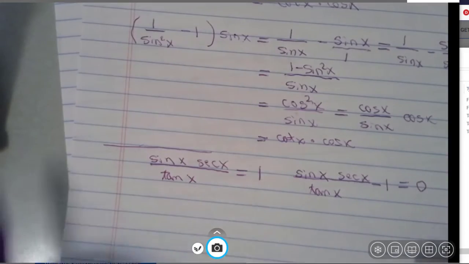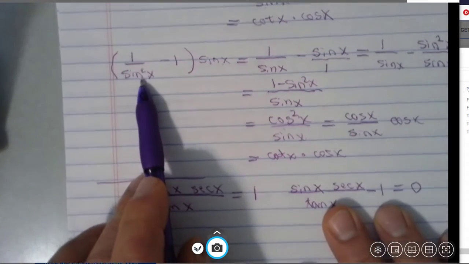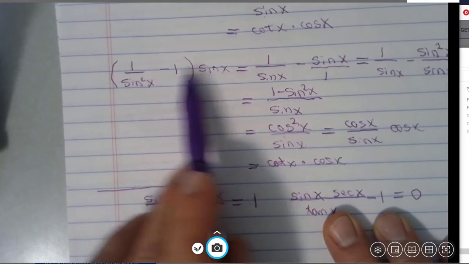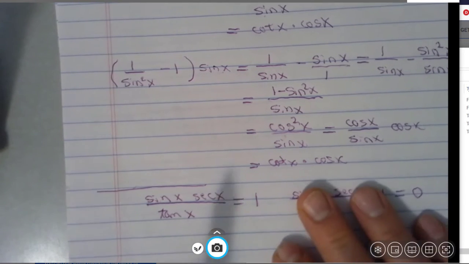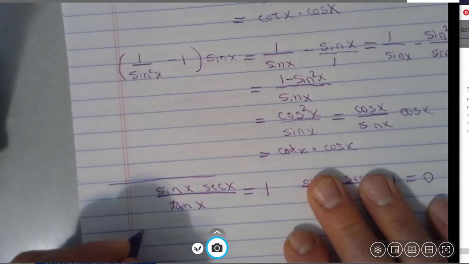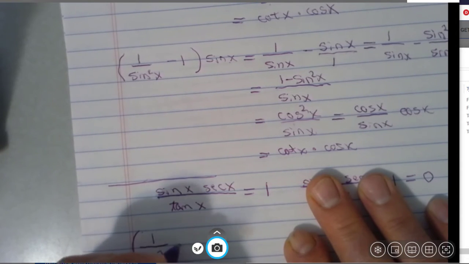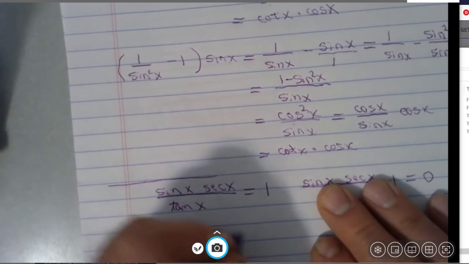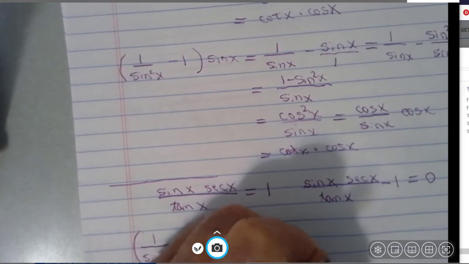All right, now let's take this one, for instance. 1 over sine squared x minus 1 times sine of x is supposed to be equal to cotangent of x minus cosine of x. So if that's true, if I take this left side of the equation, 1 over sine squared x minus 1, multiply it by sine of x, subtract off this side of the equation, cotangent of x, and on the calculator I'm going to have to do that as 1 over tangent of x.